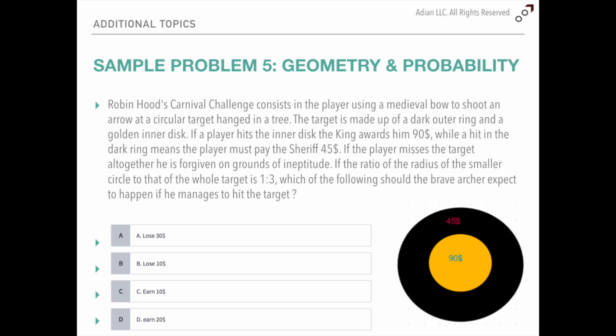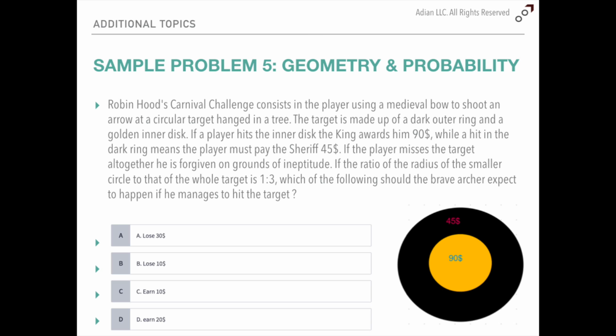Next problem. Sample problem number 5 will actually be mixing geometry and probability here. Robin Hood's Carnival Challenge consists of the player using a medieval bow to shoot an arrow at a circular target hanging in a tree. The target has a dark outer ring and a golden inner disc. If a player hits the inner disc, the king awards him $90, while hitting the dark ring means the player must pay the sheriff $45. If he misses the target altogether, he's just forgiven on the grounds of ineptitude.